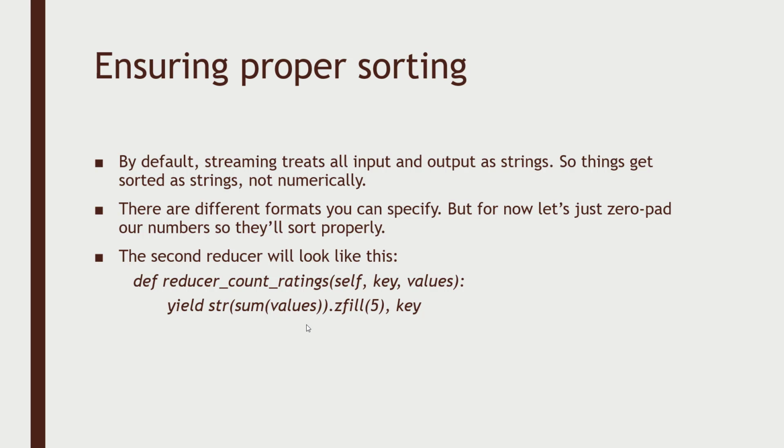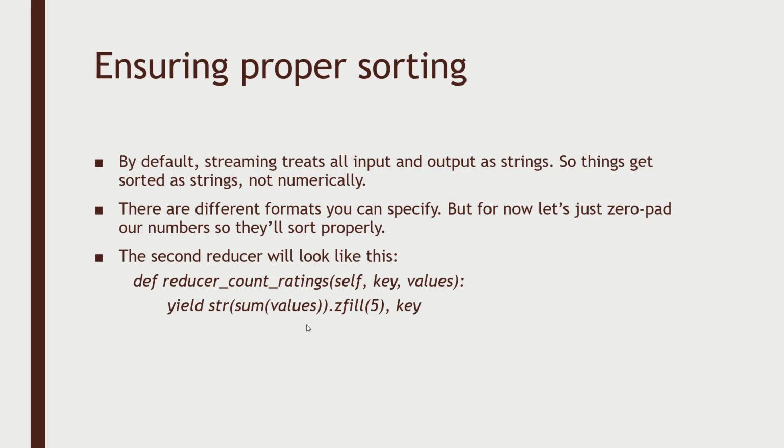The other thing we need to do is make sure things get sorted the way we want, and this is a little bit tricky. You would think that it would just work, but it doesn't, and that's because we're using streaming. So everything is just a string from the standpoint of streaming. So things will be sorted as strings, and that can cause problems because if you sort, for example, the value 100 and the value 4, numerically, 4 comes first, but alphabetically, 4 comes after 1. So you will get the wrong results if you just do things the naive way.